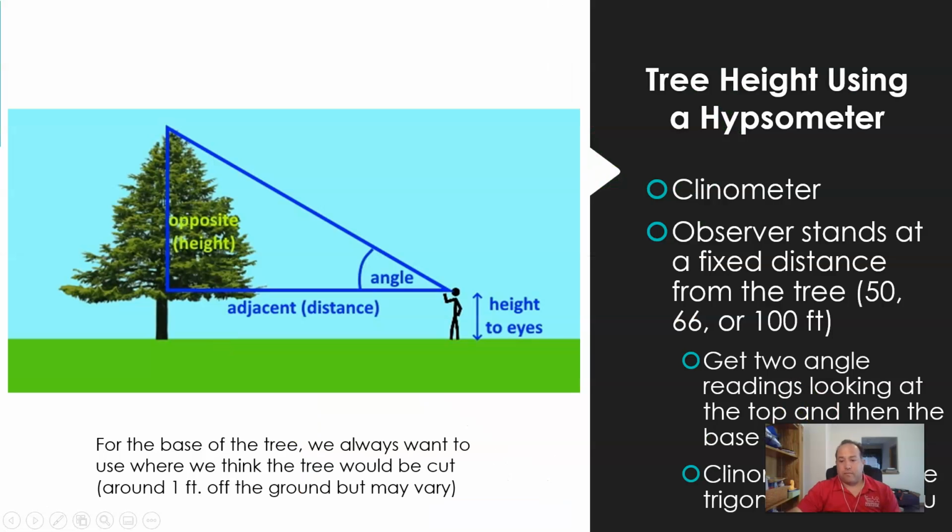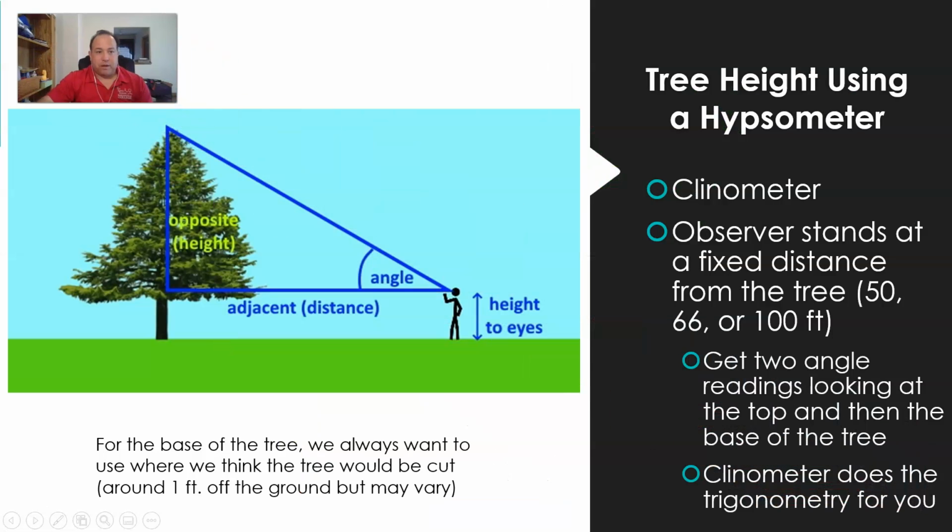So let me move myself up here. All right, so when we're trying to calculate tree height using a hypsometer, the first one we're going to focus on is the clinometer. The only real major difference between the clinometer and the laser is that we still have to do a slight bit of the math using the clinometer, whereas with the laser it's going to do everything for us.